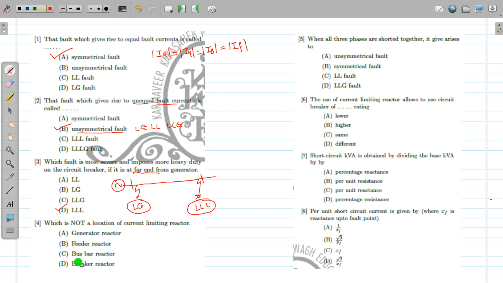Which is not the location of a current limiting reactor? The generator reactor, feeder reactor and busbar reactor are all locations of current limiting reactors, but the breaker reactor is not a location of a current limiting reactor.